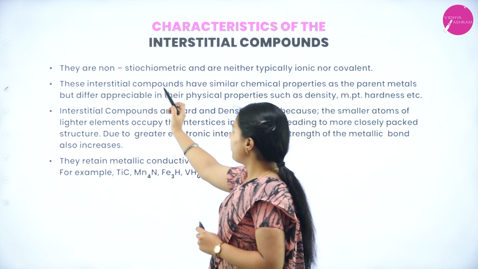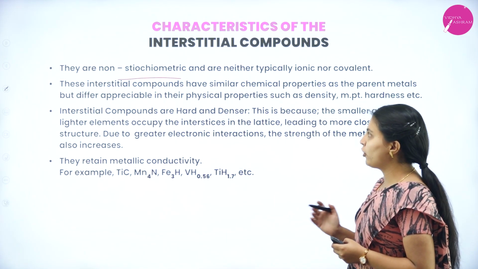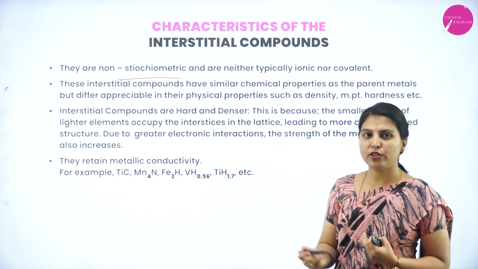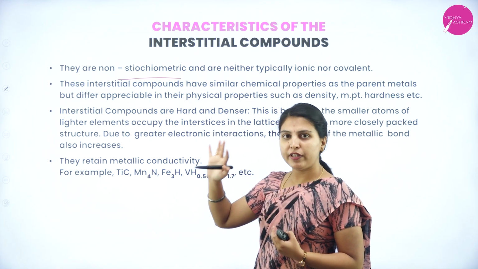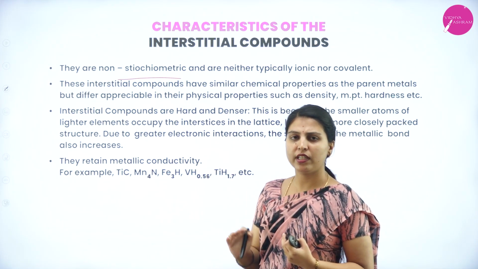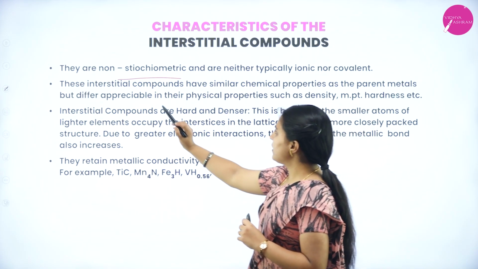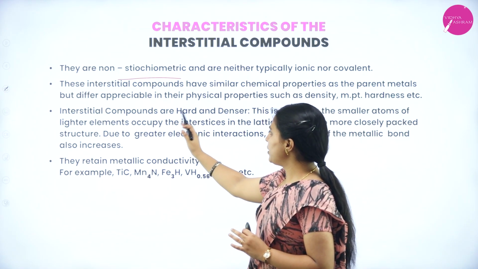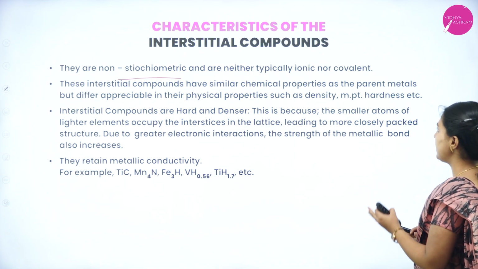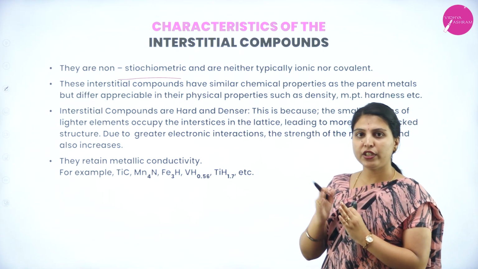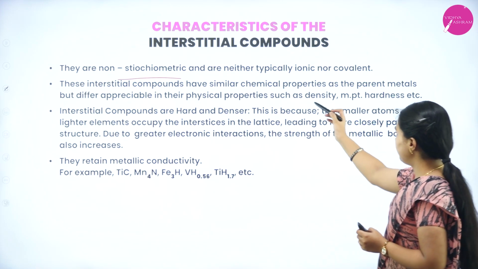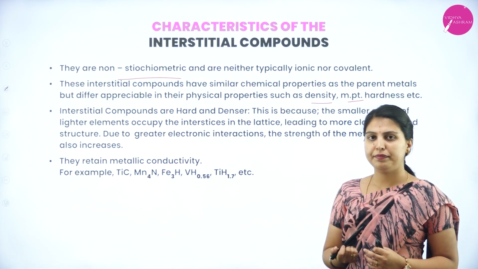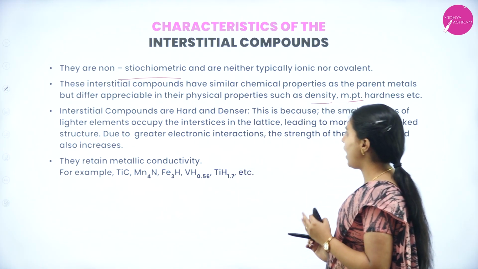Next, they are non-stoichiometric and are neither typically ionic nor covalent. Ionic compounds, you already know, are hard in nature. The covalent property also you know. They are non-stoichiometric. After the formation of interstitial compounds, there will be no stoichiometry in that. These interstitial compounds have similar chemical properties as the parent metals but differ appreciably in their physical properties such as density, melting point, hardness, etc. After the formation of interstitial compounds, the density, melting point and hardness get changed, which is a type of physical property. Interstitial compounds are hard and denser.